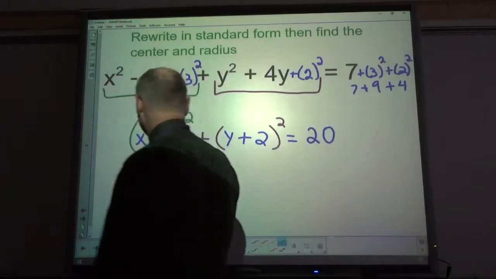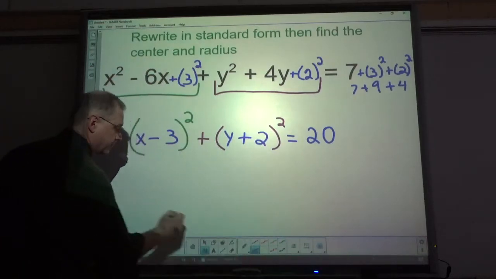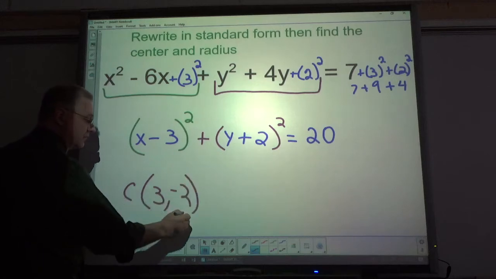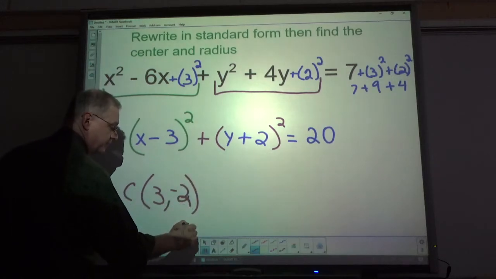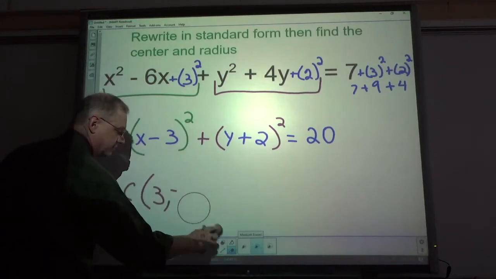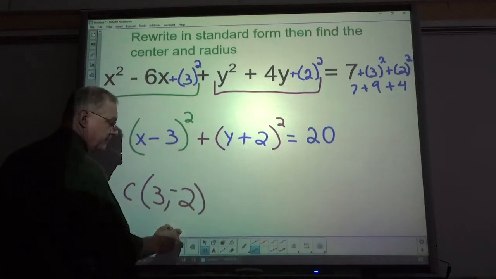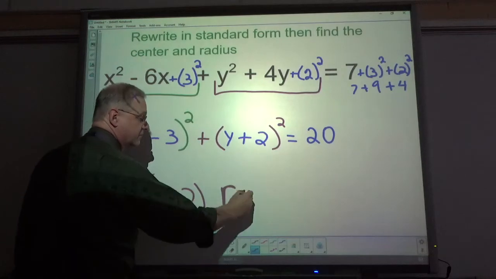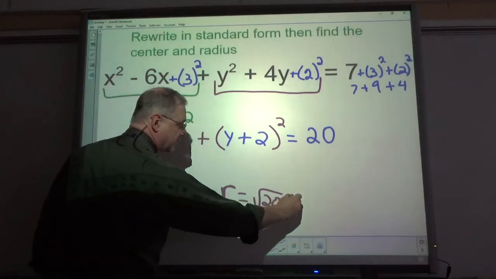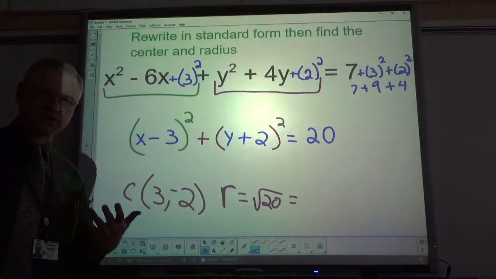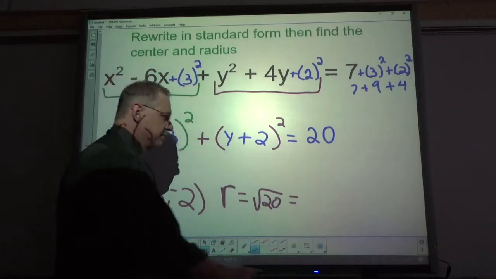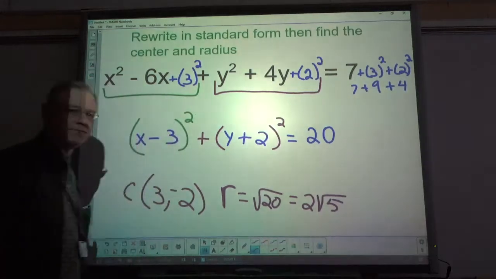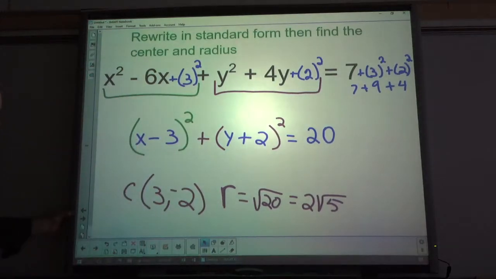So my center is going to be at 3, negative 2. That's not a very good 2. Let's fix that. And my radius is going to be the square root of 20. We know that simplifies: 4 times 5, 2 times 2 times 5. I got a pair of 2's, 2 square root 5. There's my radius.